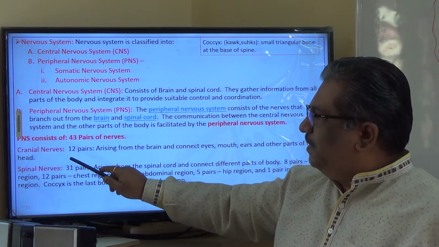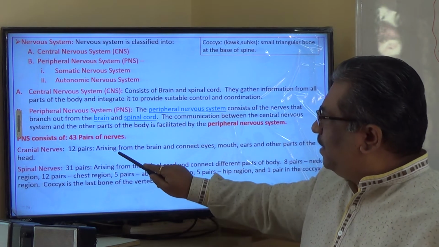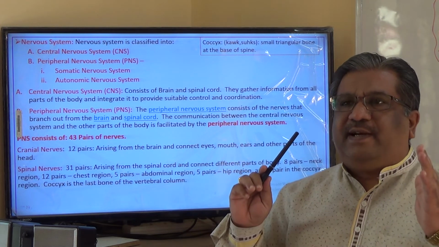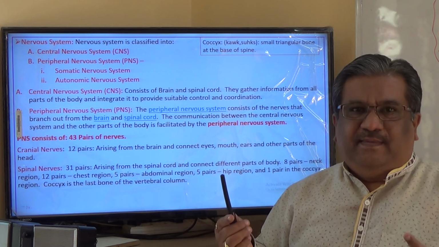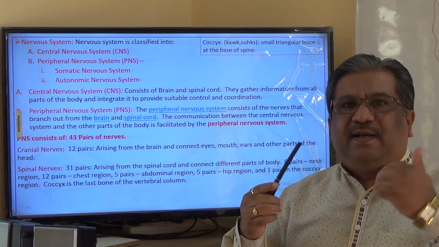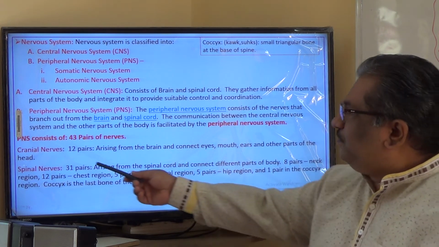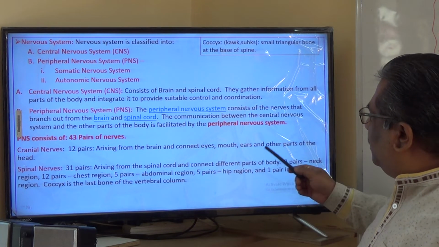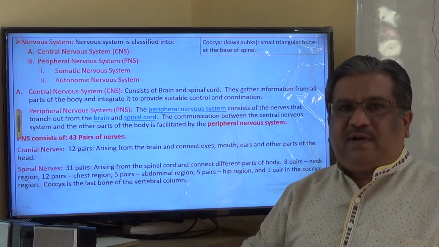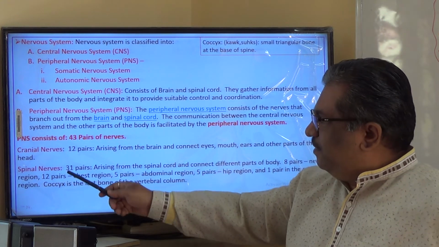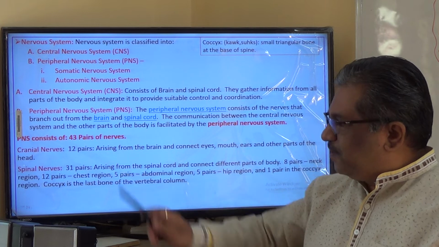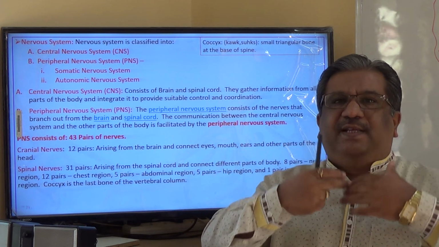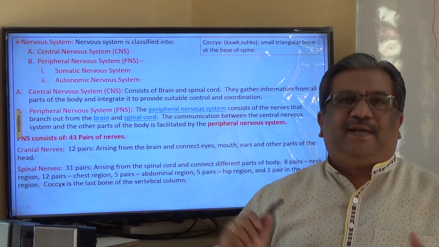What are those cranial nerves? 12 pairs that arise from the brain, okay, only from the brain, and which are connected to different parts of the head, eyes, ears, tongue, etc. So, 12 pairs that arise from the brain and connect eyes, mouth, ears and other parts of the head. Those are called cranial nerves. Next, spinal nerves. There are 31 pairs of spinal nerves which emerge from different regions of the spinal cord to different parts of the body.